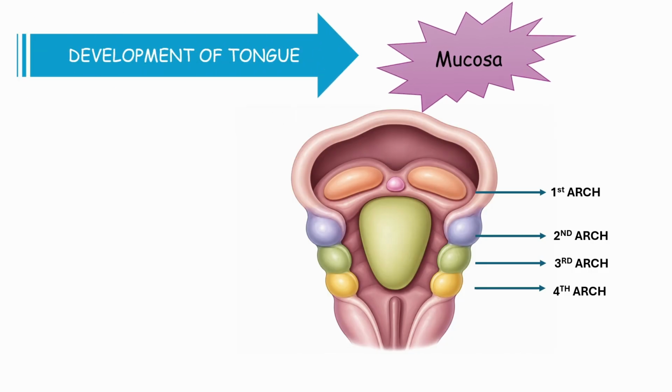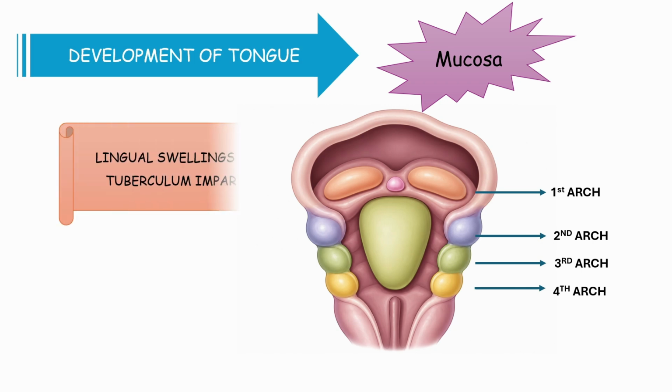Now let's look at the sources of development of the mucosa of the tongue. The tongue, we know, has two parts, the oral and the pharyngeal part. The oral part is the anterior 2/3 of the tongue. The anterior 2/3 of the tongue is formed from three swellings, that is a pair of lingual swellings and the tuberculum impar, in relation to the first arch.